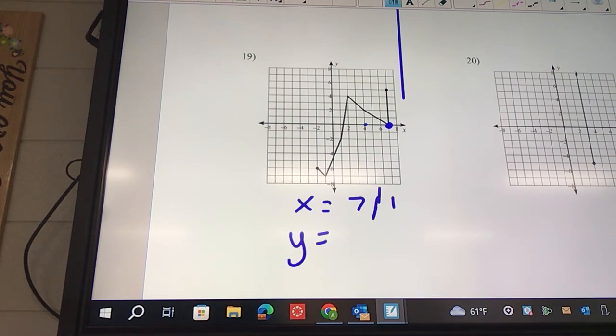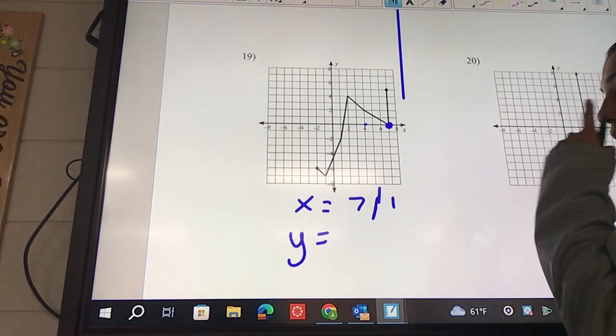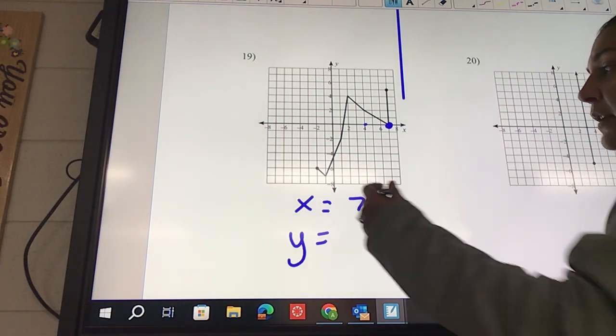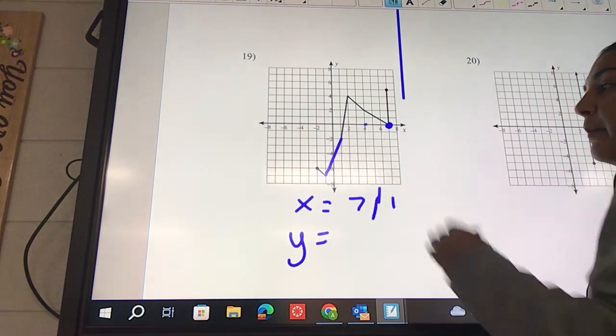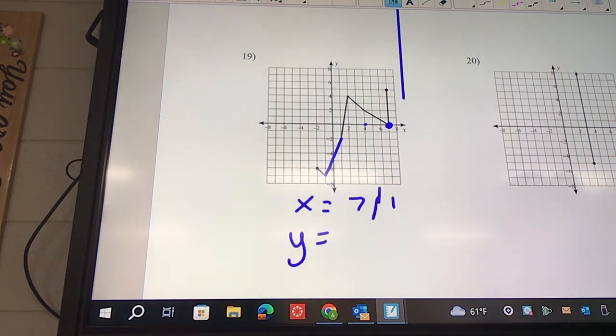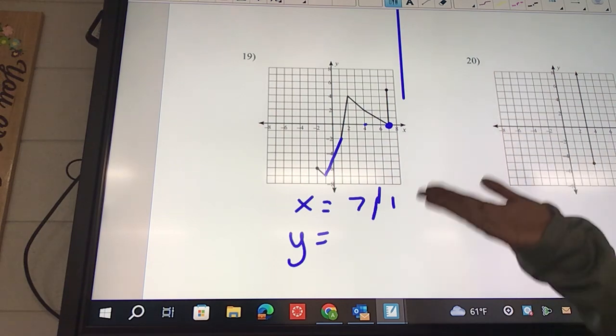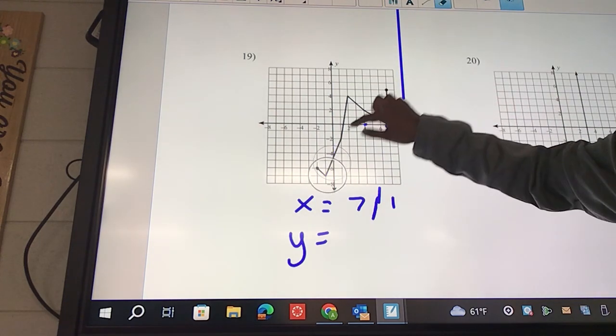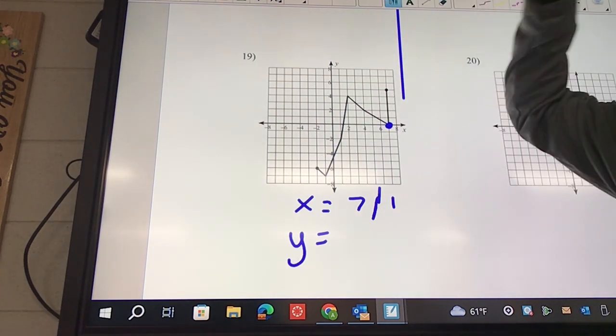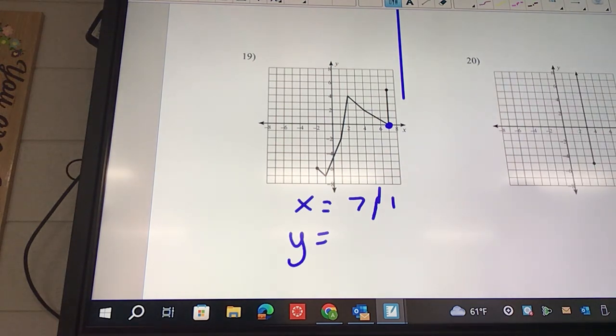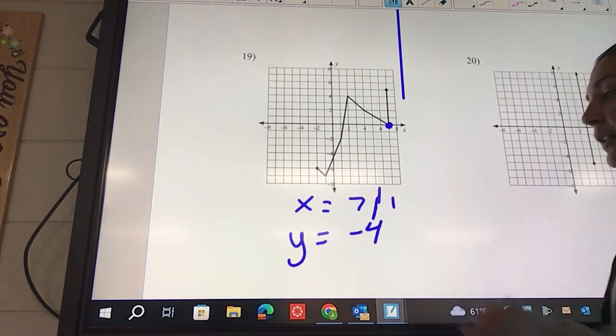What about the y? Where does it cross the y line? -4, 5, -5. Notice how it's going up. That means it only crosses 1 time. It's kind of in between. Yes, so any number between -4 and -5 would totally do, but there is only 1.